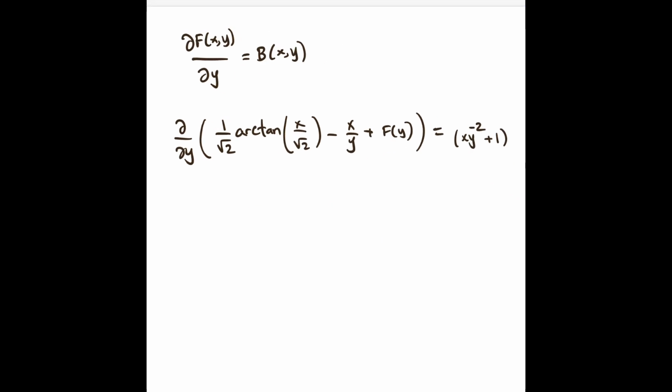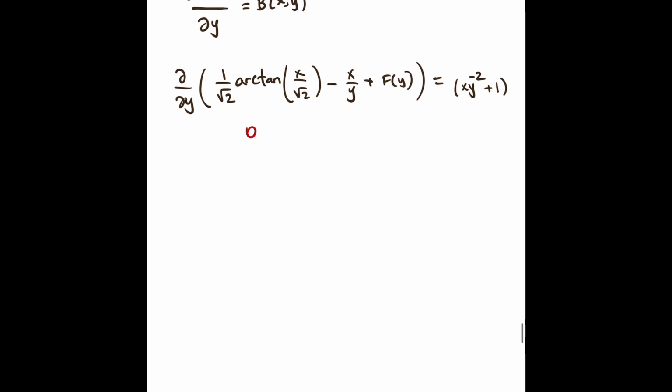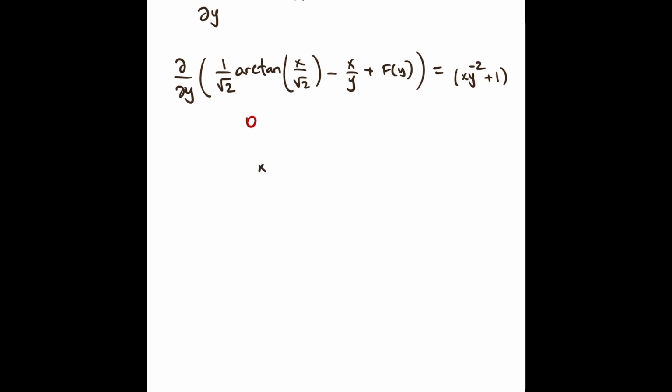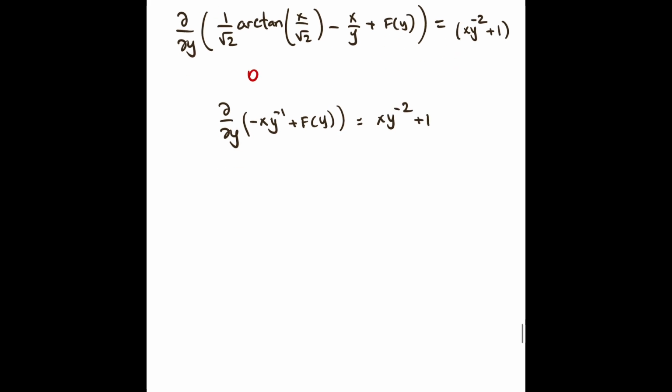Now this first term goes to 0, and we're going to have partial with respect to y equals x to the minus 2, x times y to the minus 2 plus 1. So we're going to have x y to the minus 2 plus df of y dy. These two terms cancel, and we end up getting that f of y, after integrating, is y plus c.